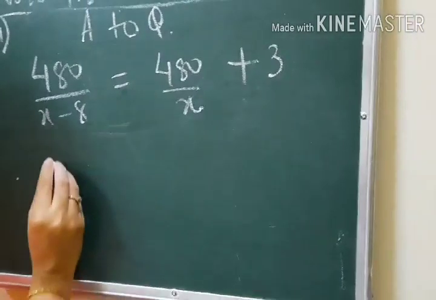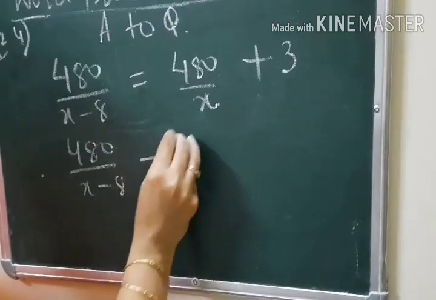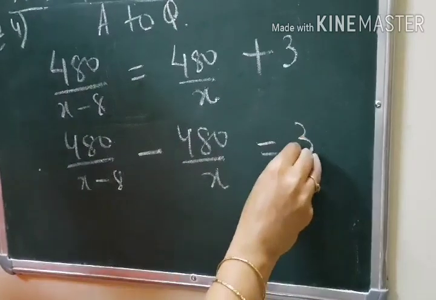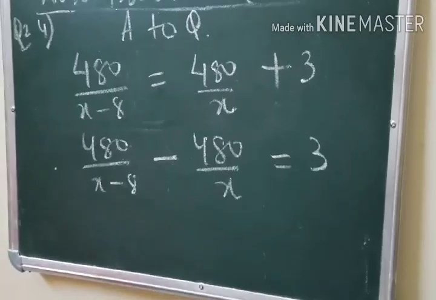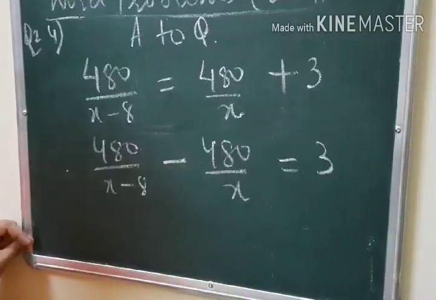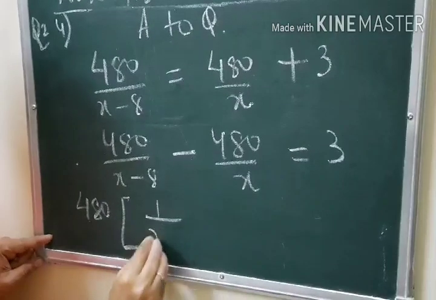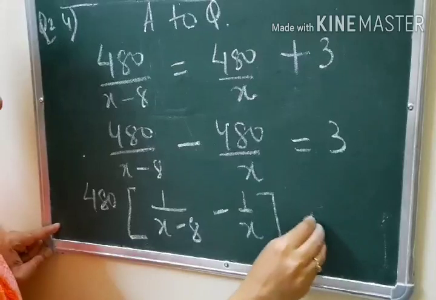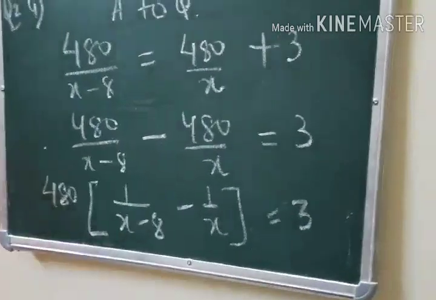This I am going to solve for you. 480 upon x minus 8, minus 480 upon x, is equal to 3. I just shifted this 480 upon x here to make it simple. Now you can see 480 is there in both, so I am taking 480 common. So it is left 1 by x minus 8 minus 1 by x, which is equal to 3. Right?